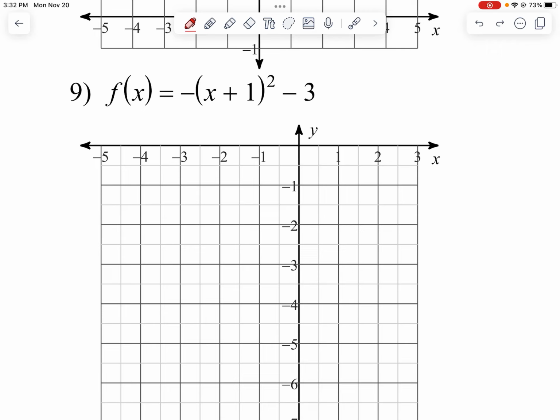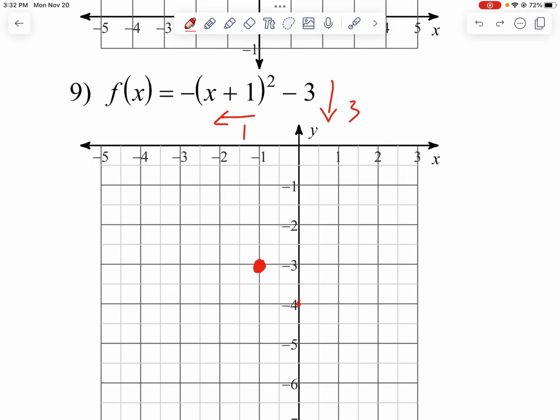This one has some changes to it. It has a change inside, it has a change here, and it has this negative in front. Real quick, I want you to figure out where your vertex is going to be. What's the plus 1, negative 3, or subtract 3 going to put it? Hopefully you notice that this is going to go left 1, and it's going to go down 3. So my vertex, instead of being at 0, 0, is going to be at negative 1, negative 3. So here's my vertex. And this negative out front is going to flip our entire graph upside down. So instead of going up 1, up 3, up 5, we're going to go down 1, down 3, down 5.